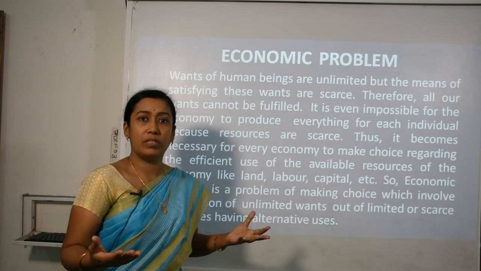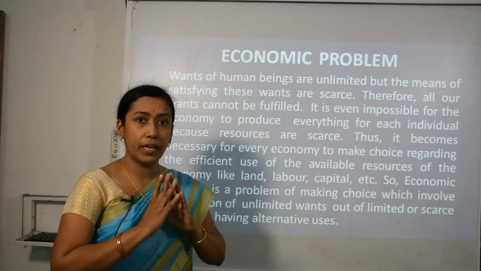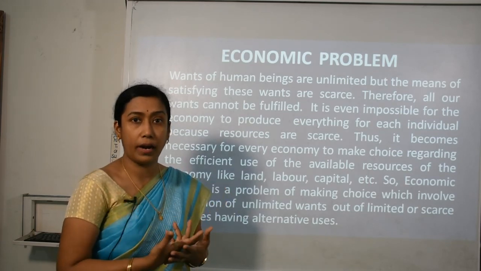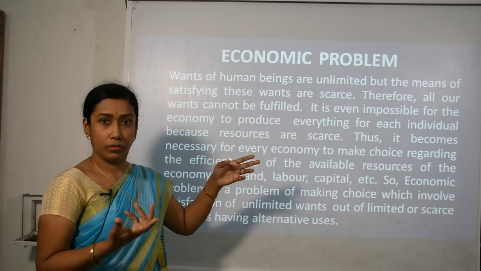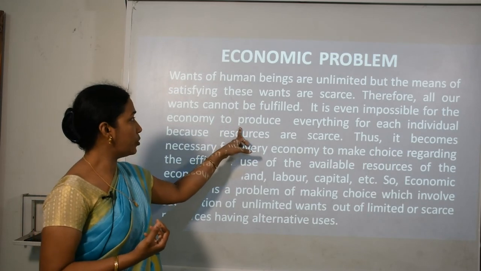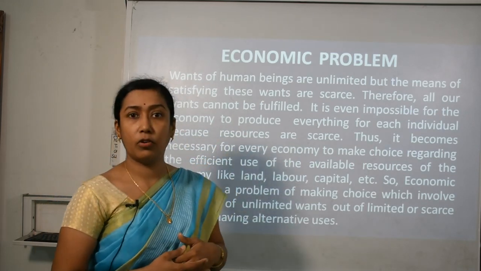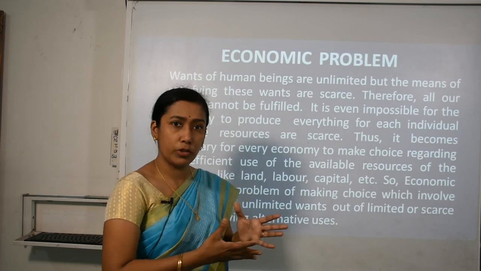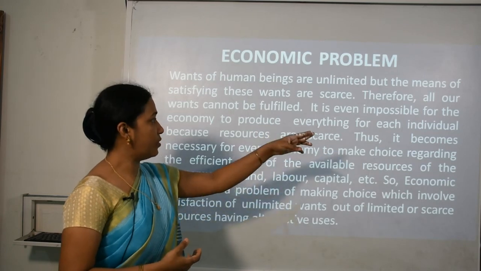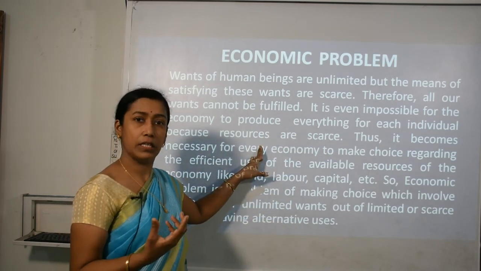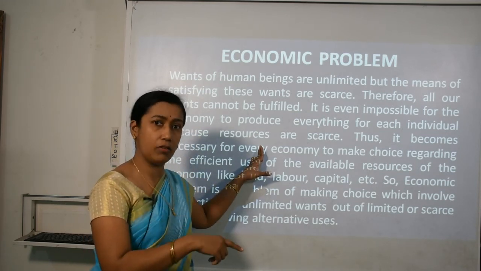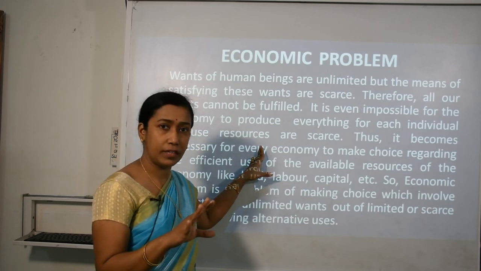That means it is not possible for the economy to fulfill each and every person's need, and it is not possible for us also to fulfill all our needs, because the means to satisfy the needs are limited. So it is not at all possible for the economy to produce everything for each individual, because resources are very scarce. It is not possible for us to satisfy all our needs, and not possible even for the economy to satisfy all the needs of everyone.